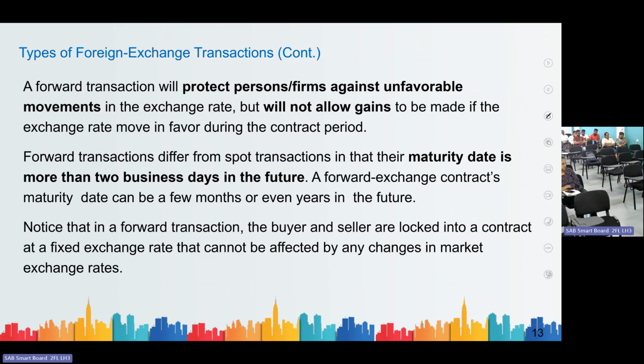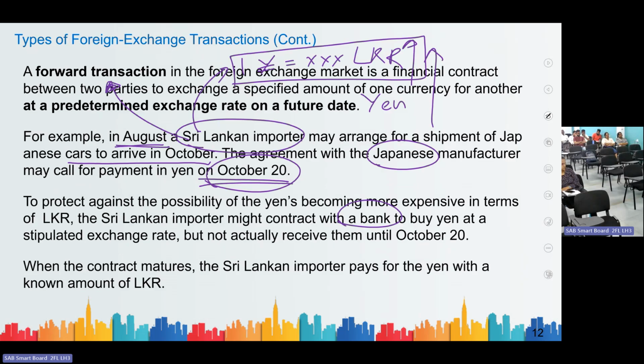A forward transaction will protect persons or firms against unfavorable movements in the exchange rate, but will not allow gains. Yes. Sometimes, even though this Sri Lankan importer predicts an appreciation in yen, this might not happen. Actually, yen may be decreasing. The price of yen may be decreasing. That means yen will be depreciating.